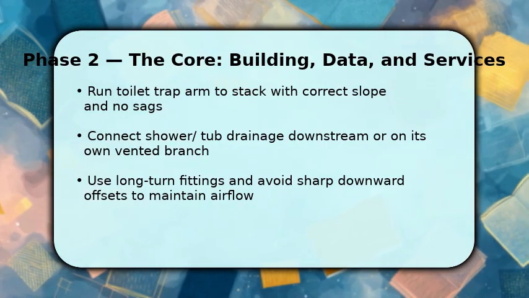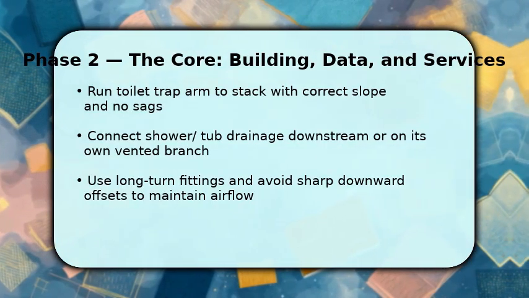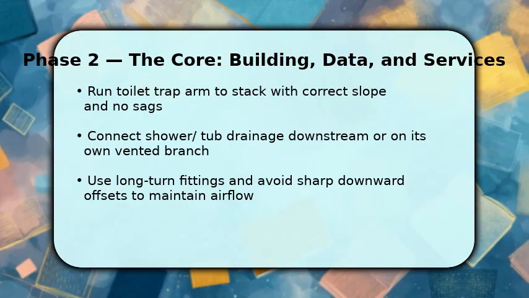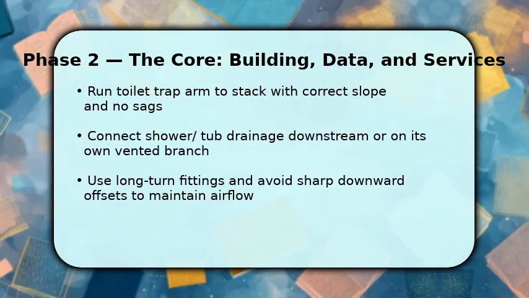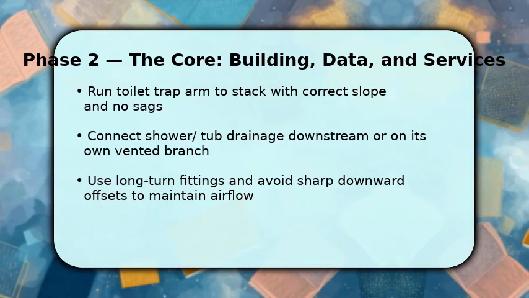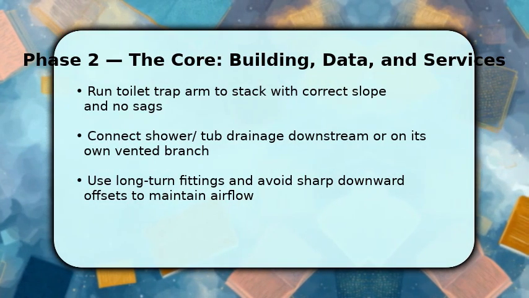Route the shower or tub drain downstream or on a dedicated vent if distance makes it required, because overloaded downstream loads can siphon traps. Use long-turn fittings to reduce turbulence and preserve airflow. Sharp offsets can create vacuum.